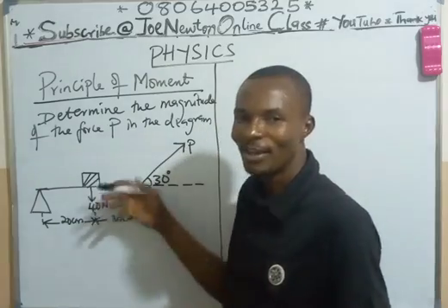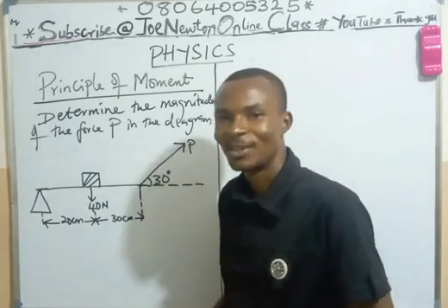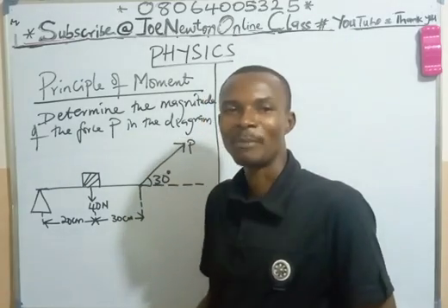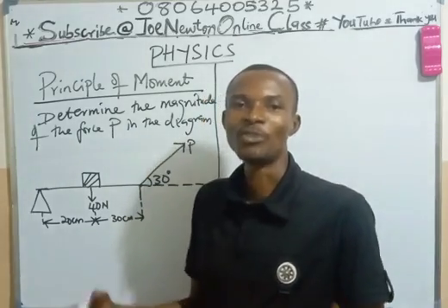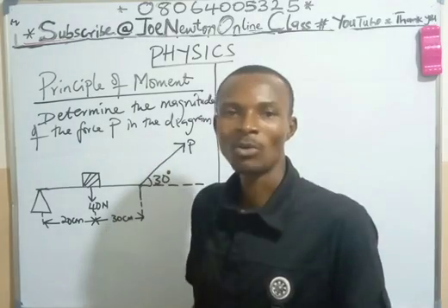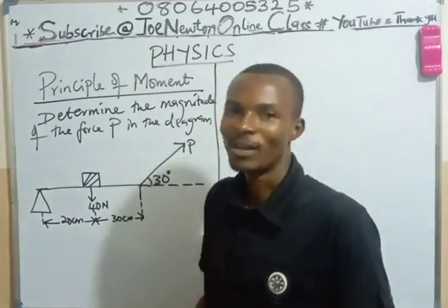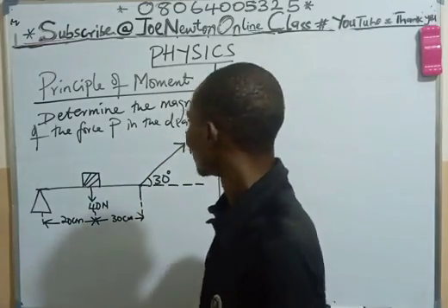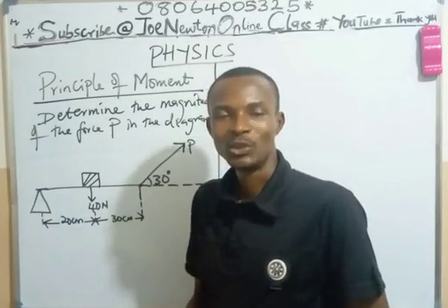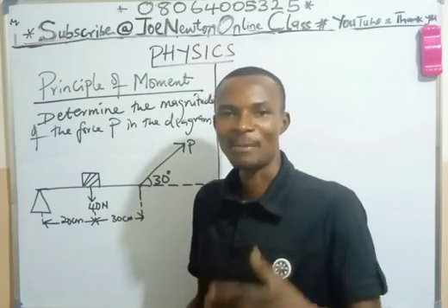So for this body to be in a state of equilibrium, we shall remember the principle of moment, which says that the algebraic sum of the moment of forces about the point should be equal to 0, or that the total upward forces will be equal to total downward forces about the point. Or, in other words, that the sum of the clockwise moment of forces about the point should be equal to the sum of the anti-clockwise moment of forces about the same point.